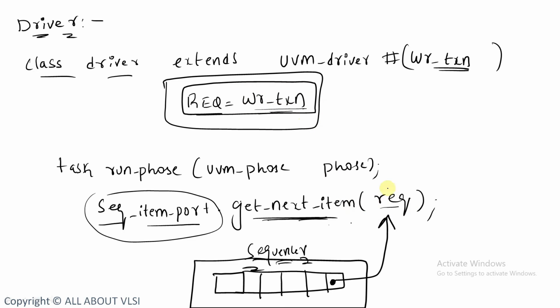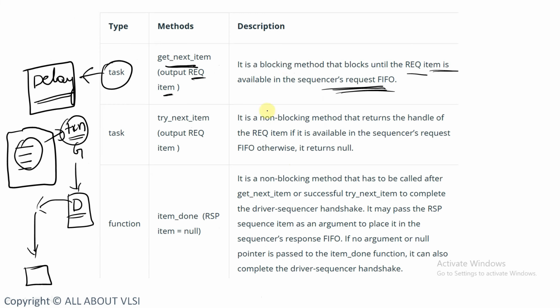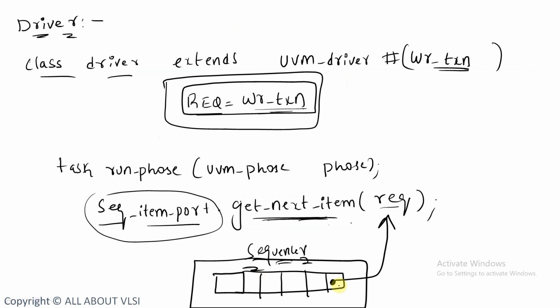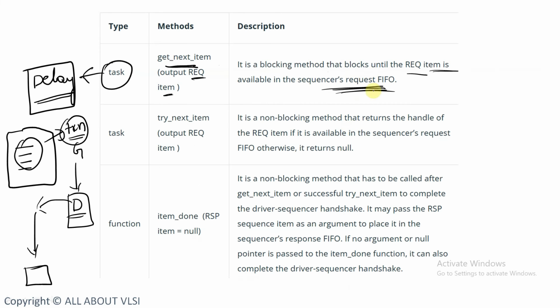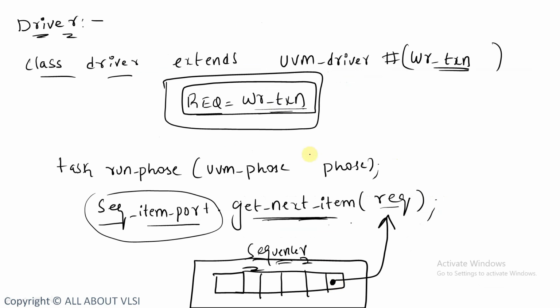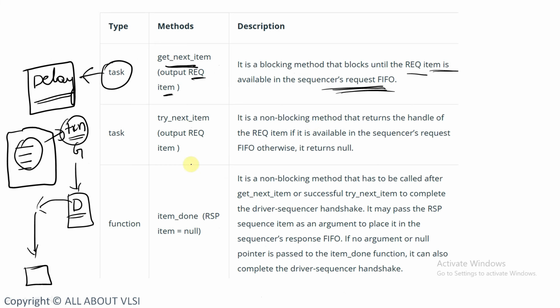It is of type write_transaction. So whenever we are calling this, what is this task doing? It is a blocking method that is going to block until the REQ item is available in the sequencer's request FIFO. I have already shown that the sequencer has a FIFO, and until the REQ item, or the write_transaction item, is available, it is going to block. After it is available, it will be copied into this REQ, and this task will be unblocked. That is what is happening.